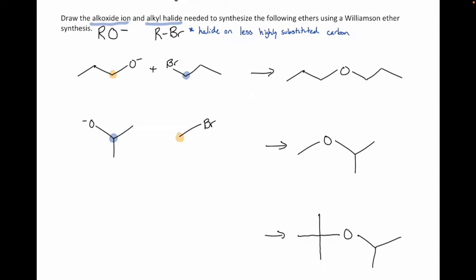All right, same game here. I'm going to chop at that oxygen, and I've got to figure out what goes on this carbon here and what goes on this carbon here. And where's the halide going to go, on the blue or the orange carbon? The orange, because that's the less substituted carbon. So that's my alkoxide ion.